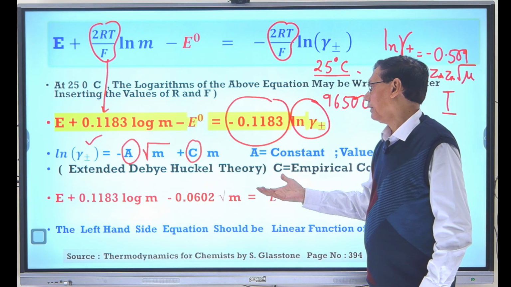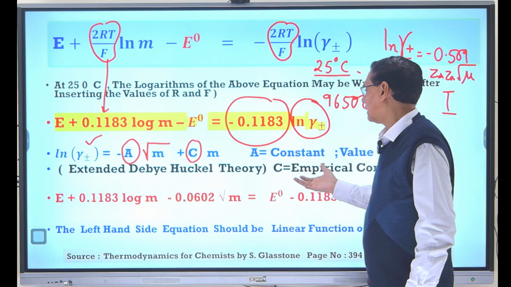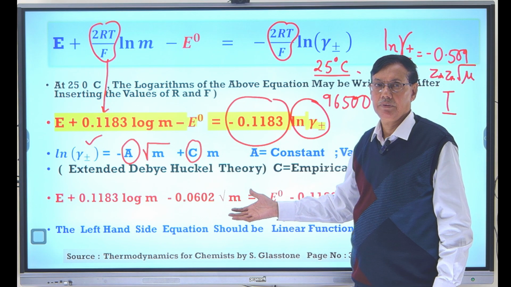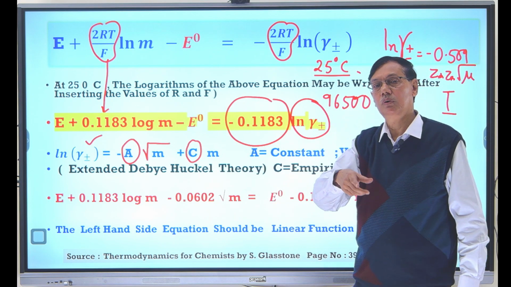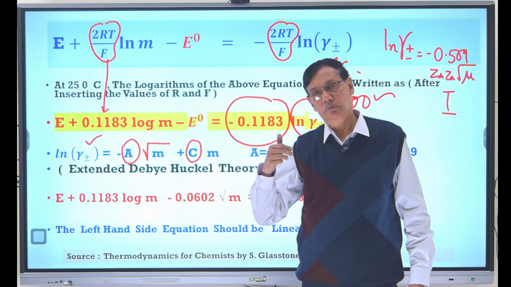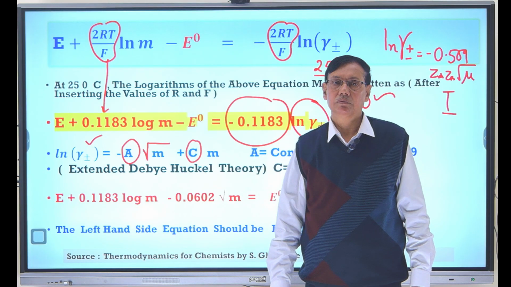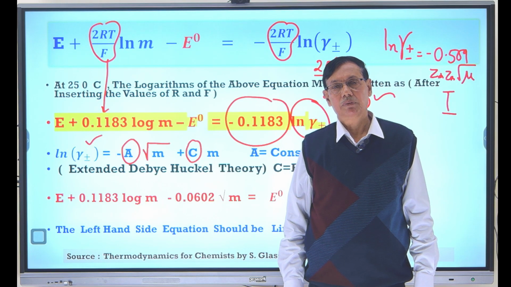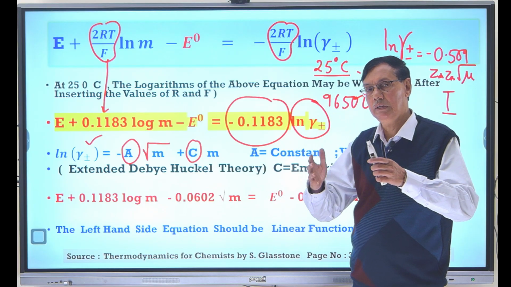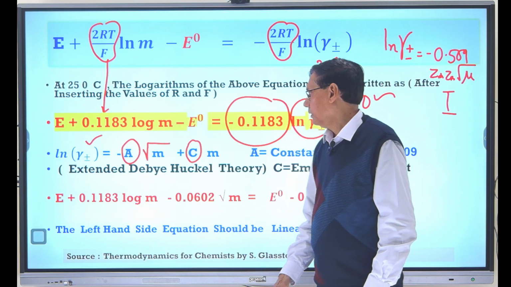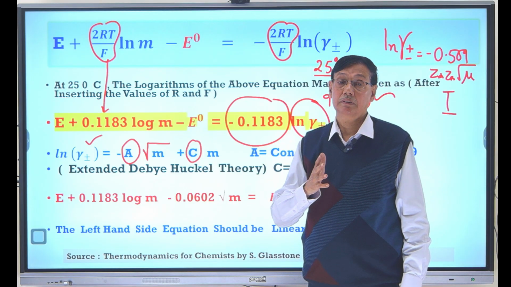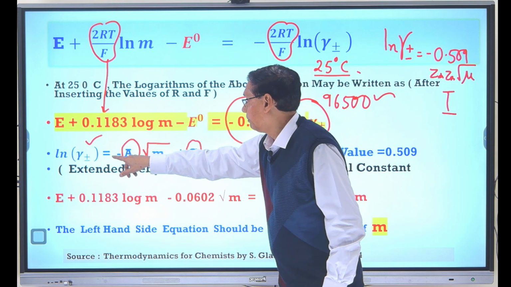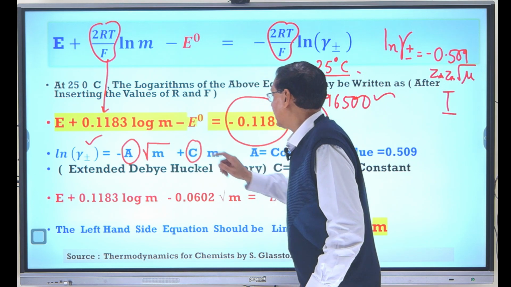In some books you can directly put in the Debye-Huckel limiting law value, but again I am telling you that I am following the books of Ira Levine, as well as Thermodynamics for Chemists by Glasstone. So I am just following their method, and this is the simplest method. I am explaining it in a very simple way.